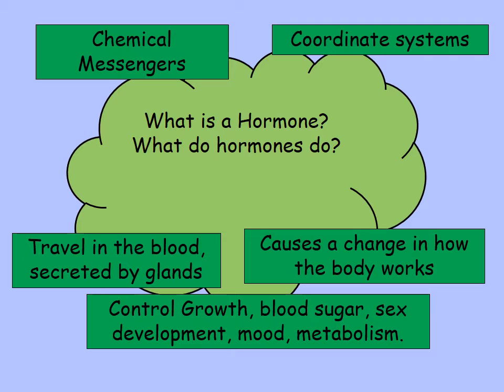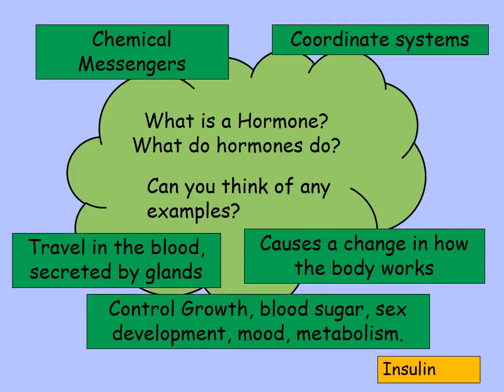They can do things like control growth, control our blood sugar levels, and control when we go through puberty, and so the development of our secondary sexual characteristics. They affect our mood, and they also affect our metabolism, so how fast chemical reactions occur in our body. So next question then is, can you think of any examples? So pause, see how many you can come up with.